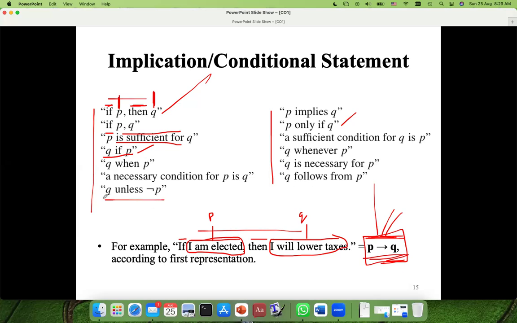And then here, "I will lower taxes unless I am not elected." This is the negation, okay? So the P is what? I am elected. And then negation P is what? I am not elected. So if you find something like "I will lower taxes unless I am not elected," due to this unless, this negation is there. And then the whole meaning is positive like that.